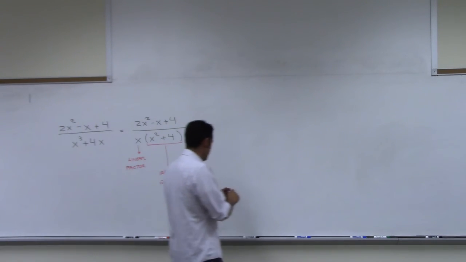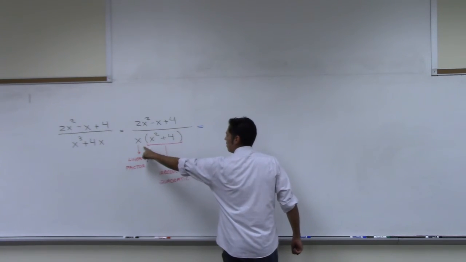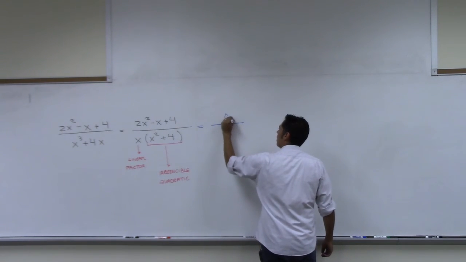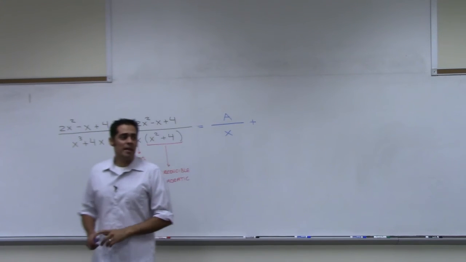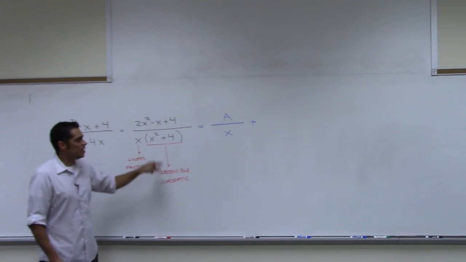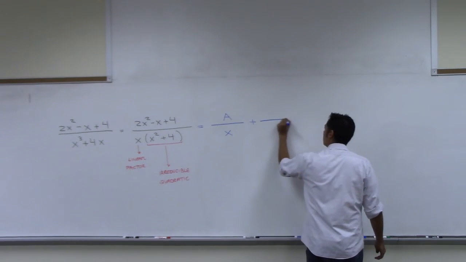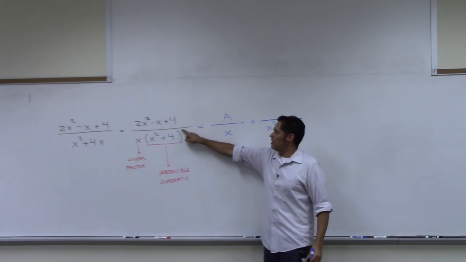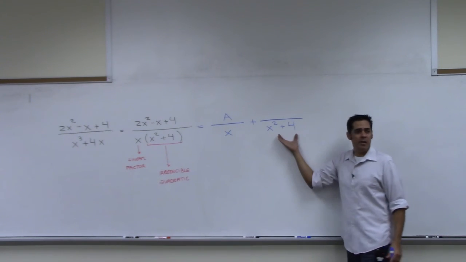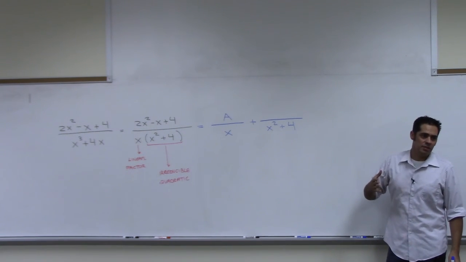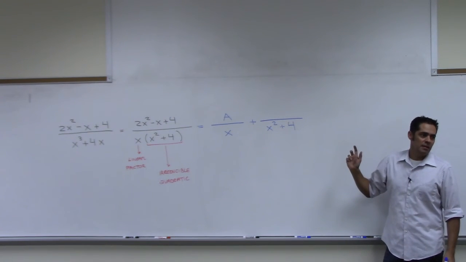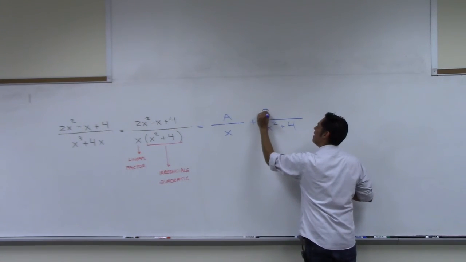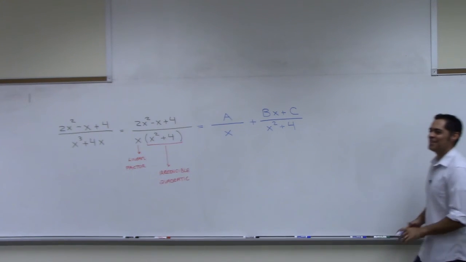Well, we know what we do with x, don't we? What do I do with the x? This linear factor, what do I put over here? X, and on the top, A. Okay, so that's good, right? Now, for my irreducible quadratic factors, I'm going to place the irreducible quadratic factor into the denominator. And I only have one of them, it's only to the first power, so I only have one here also. But here's the big change. Instead of putting B over that, I put Bx plus C.